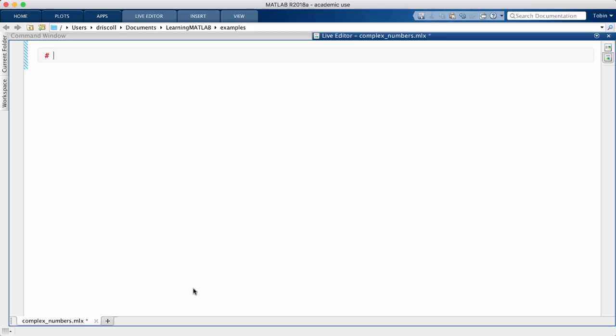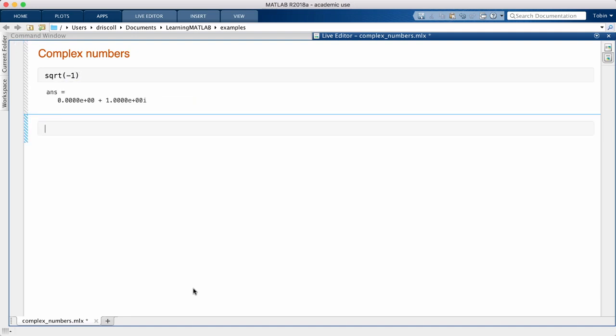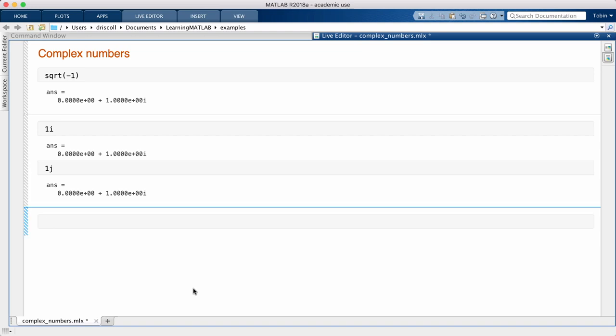MATLAB has strong support for complex numbers built in. If we take the square root of -1, for example, we get the imaginary unit as the result. We can enter this value in directly as 1i, or as 1j if you're in a field that prefers that notation. Notice that we can use i by itself as well.